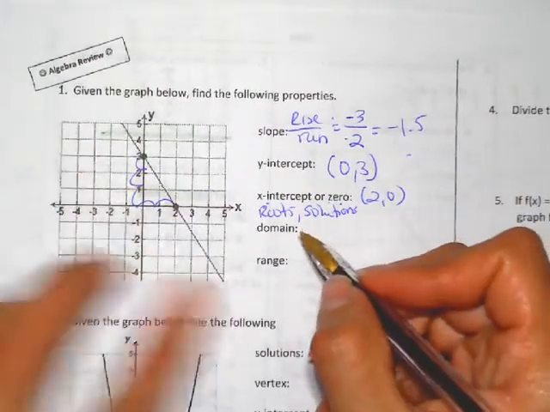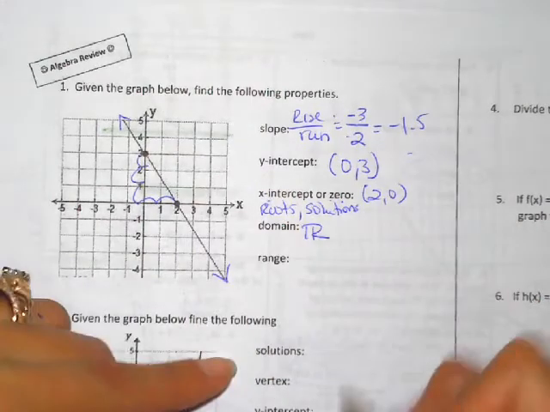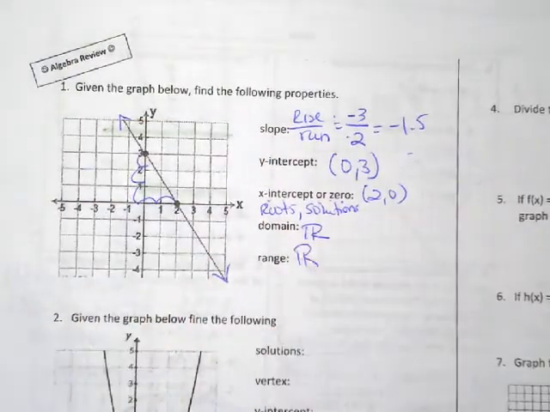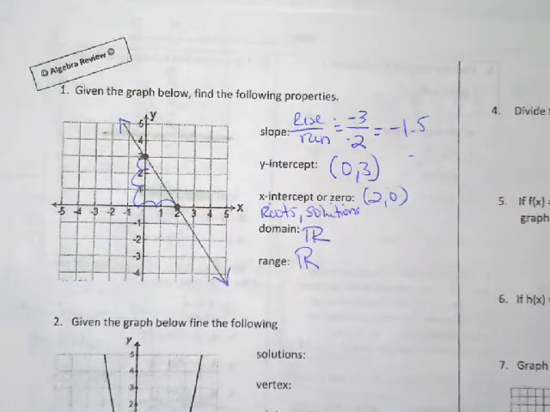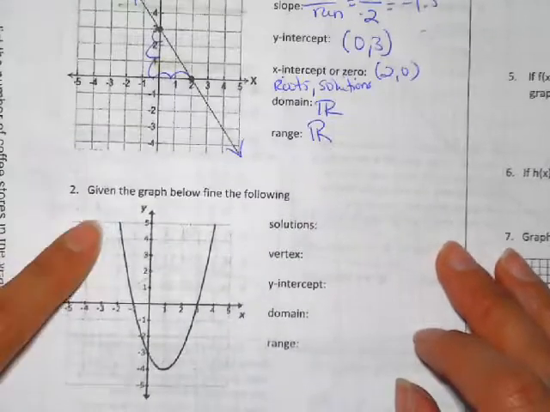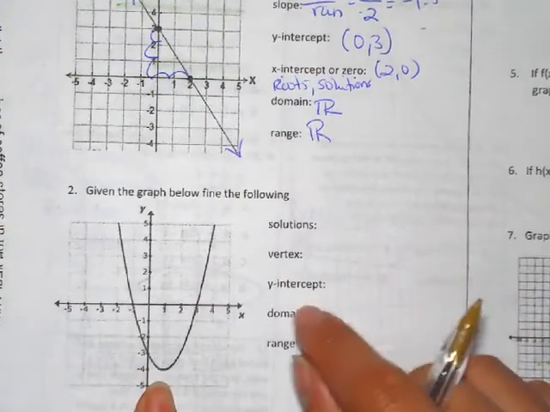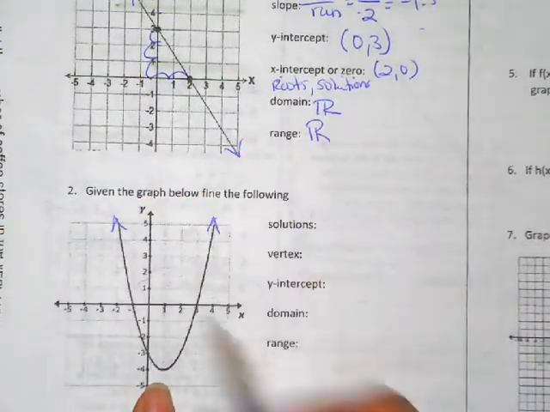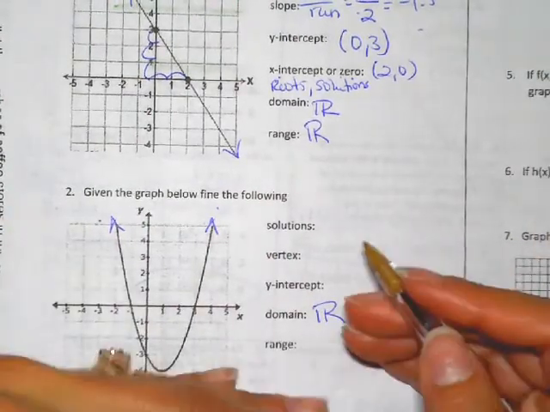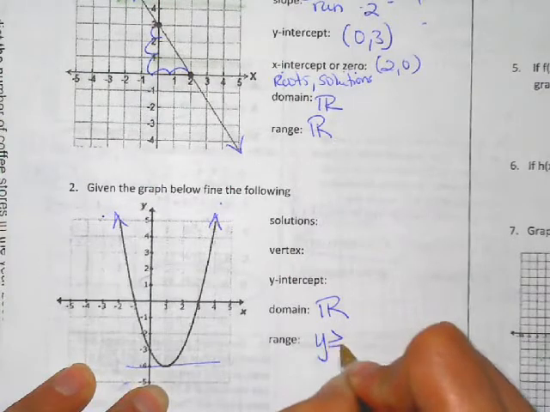Domain, from left to right, this is a linear equation, so it actually keeps going, so it's all real numbers. Range is bottom to top. Well, that again is arrow to arrow, so that's all real numbers. So quick review from back in the day when we were doing linear equations. Quadratic equations are very similar, where it makes a parabola. It's very similar in domain and range. Well, mostly domain. From left to right, we go arrow to arrow, so the domain is all real numbers. But from bottom to top, you see the lowest it goes is -4. So y is greater than or equal to -4.